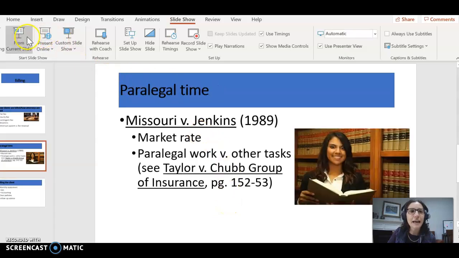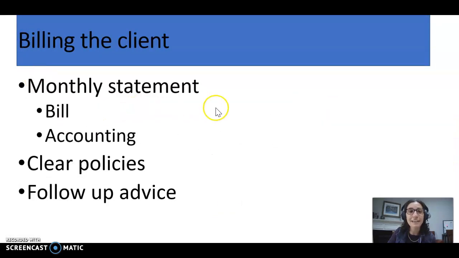Last but not least, I just wanted to mention a little bit about billing the client, when we actually prepare the bill and send the bill to the client. I mentioned this here in this unit because that is a paralegal job, in terms of preparing the bill and sending it to the client. Most clients are billed monthly for the services. There might be a month where there is not a bill, but expect to bill the client monthly for the services that are rendered from your firm.